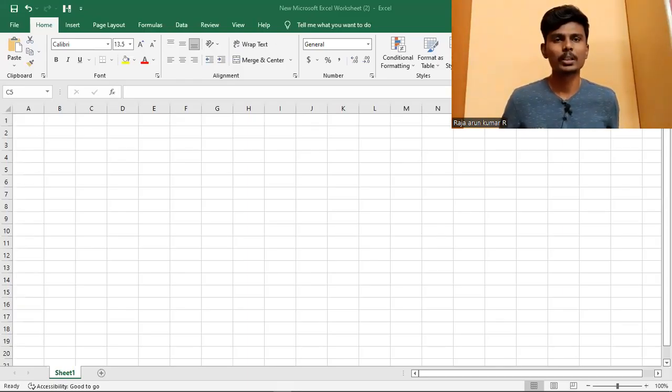And myself Raja, my IT class for CMA Inter Group 2 paper number 10, Cost and Management Accounting and Financial Management. I continue this class with a new topic called Working Capital Management. It is study note 8 in Financial Management. In paper number 10, the most important topic is Working Capital Management.